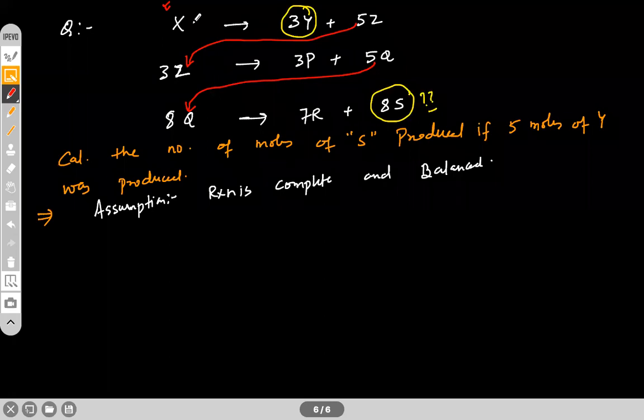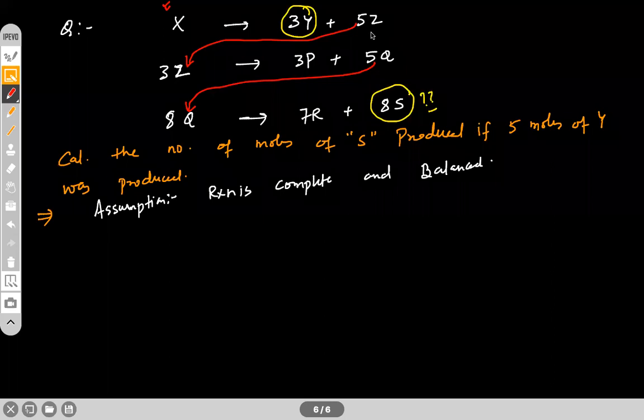Assuming the reaction is balanced, 3 moles of Y we get from 1 mole of X, and this 1 mole of X also gives 5 moles of Z. So we can write that 3 moles of Y is equivalent to 5 moles of Z, or we can say 1 mole of X gives 3 moles of Y and 5 moles of Z. Is it correct, guys? Any doubt? No, right? Yes. Next.